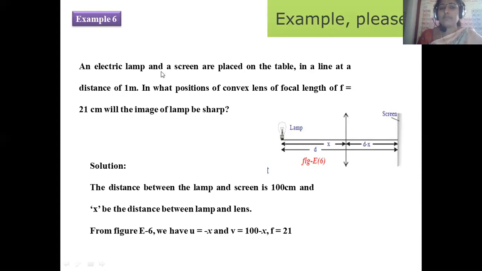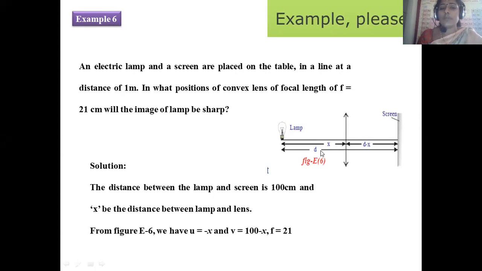Now we are going to perform the example based on this. Example number 6 is going to be discussed now. Here a problem is going to be solved. An electric lamp and a screen are placed on the table in a line at a distance of 1 meter. At what position of the convex lens of focal length f equal to 21 centimeters will the image of the lamp be sharp?